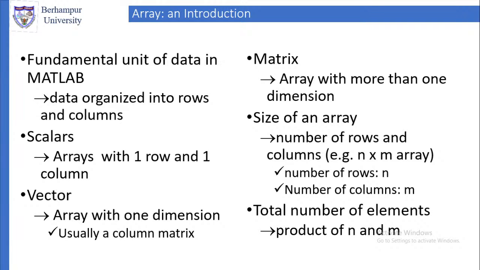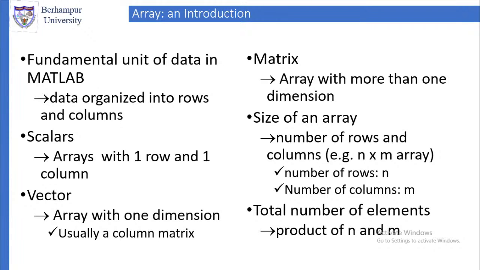Vectors are arrays with one dimension. Usually these are column matrices, but they can also be row matrices. We will see examples, but a vector has only one dimension, which means it will be either a 1 cross m matrix or an n cross 1 matrix. That represents a vector. A matrix is an array with more than one dimension. It can be 1 cross 2, 1 cross n, n cross 1, m cross n, or m cross n cross p. So it can be of any dimension.